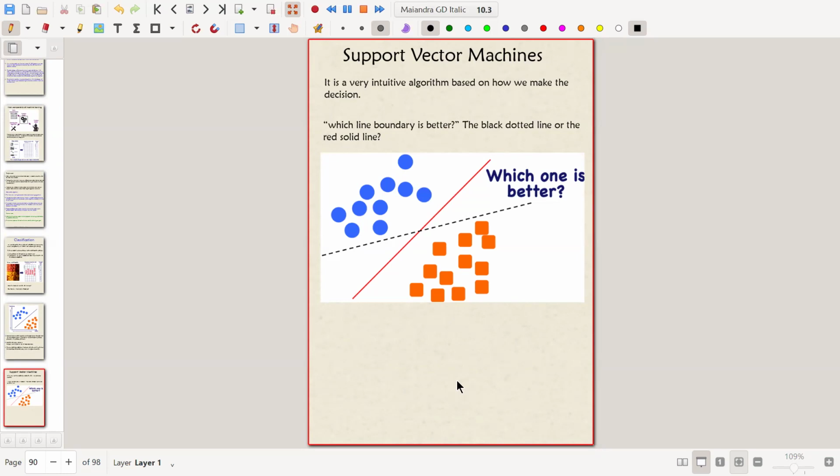So red you can keep. I can keep an apple here and still I am fine. But if you choose the black one, it's not fine. All right. So this is support vector machine, SVM, a very intuitive algorithm based on how we make a decision.